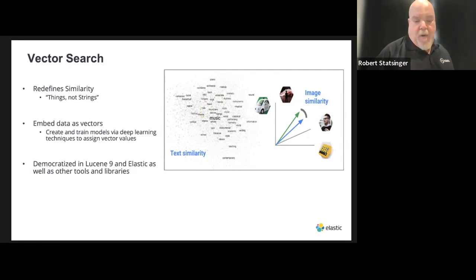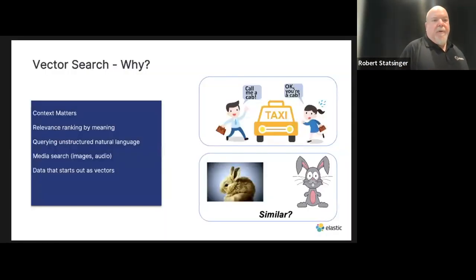So why do people want to do this? Well, let's face it, context matters here, right? Why is it so easy for a human to understand when someone says, call me a cab? Human beings know from the context, it's very easy for us to understand, well, the correct response is not, okay, you're a cat, but it's deceptively difficult to get computers to understand this context, this nuance in natural language.